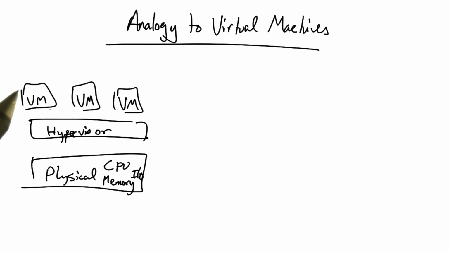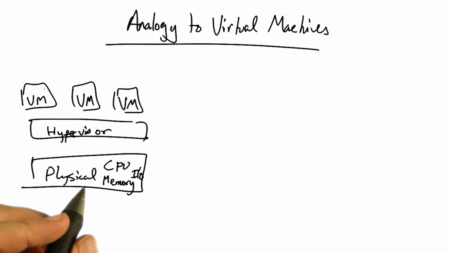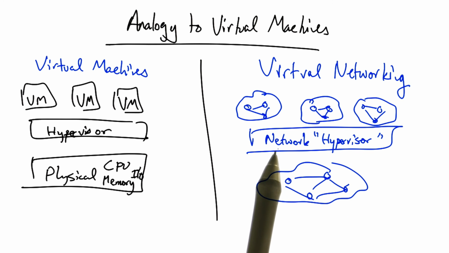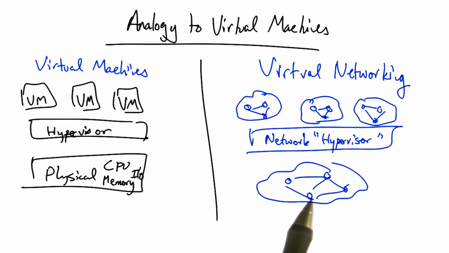It may also be easy to understand virtual networking as an analogy to virtual machines, which you may be familiar with already. So in a virtual machine environment, we have virtual machines where a hypervisor arbitrates access to the underlying physical resources, providing to each virtual machine the illusion that it's operating on its own dedicated version of the hardware. Similarly, with virtual networking, a network hypervisor of sorts arbitrates access to the underlying physical network to multiple virtual networks, providing the illusion that each virtual network actually has its own dedicated physical network.